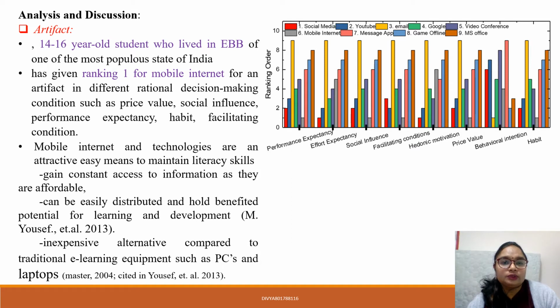Ram, a 14 to 16-year-old student who lived in an educationally backward block of one of the most populous states of India, where literacy is still limited, has given rank 1 to mobile internet as an artifact under different rational decision making conditions such as price value, social influence, performance expectancy, habit, and facilitating conditions. However, according to the statistics, the smartphone penetration rate in India was 29% in 2009, and 57% of rural users access the internet daily.